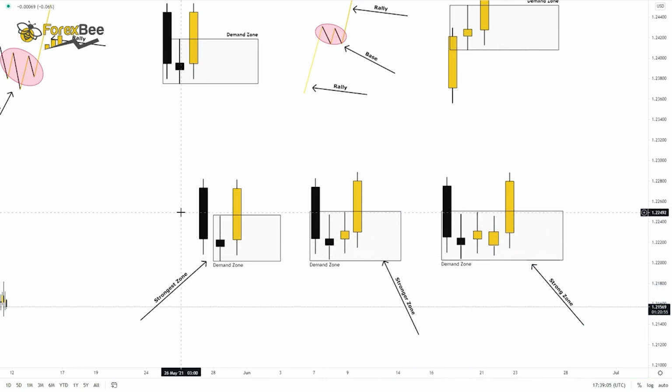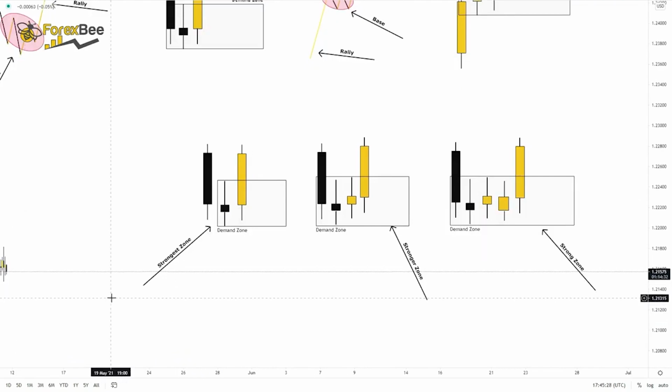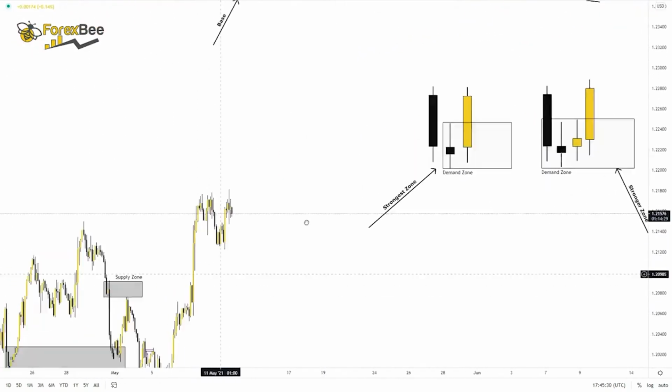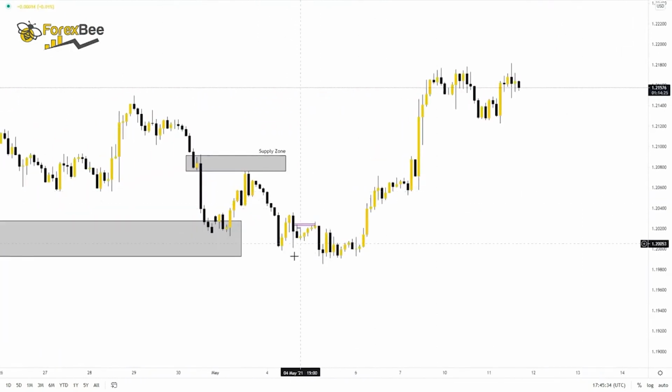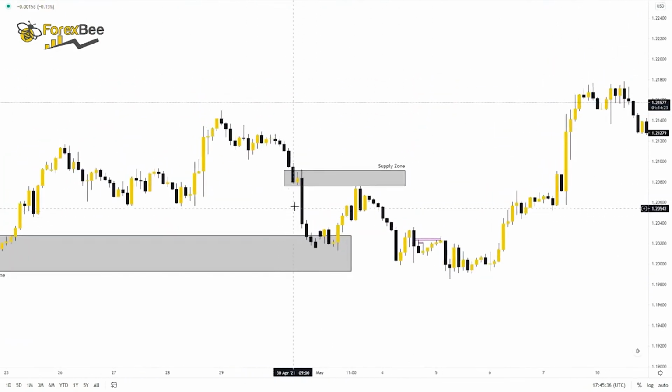So you can tell whether a zone is strong or not by looking at the number of base candles in between the two big candles, and keep in mind that this is inversely proportional. The more base candles there are in between two big candles, the less strong the zone is. So let us understand this through an example on our charts. Let me take you to the chart here, and let me zoom in so that you can see clearly.